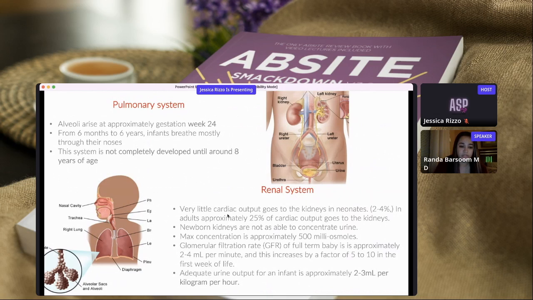In terms of the renal system, remember that adequate urine output for an infant is only about 2 to 3 mils per kilogram per hour. And then there's very little cardiac output that goes into the kidneys, especially in neonates. Whereas in the adult world, about 25% of cardiac output will go to the kidneys.